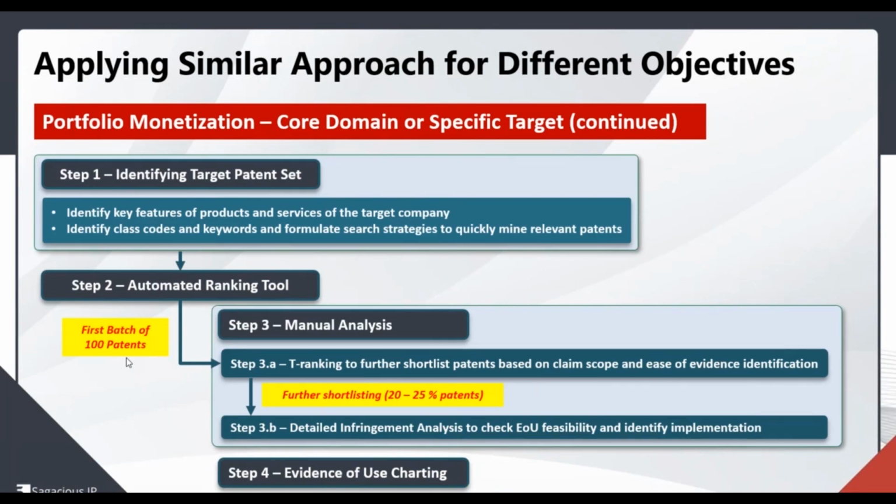We can quickly T rank the patents, and so the T1 patents are those patents which generally have broad claims and also have ease of identification. So we can pick those T1 patents and directly move to the detailed infringement analysis for these patents. So from 1000 patents, we picked 100 patents, then we jumped to like 20-25 patents for which we are doing the detailed analysis. So instead of doing the detailed analysis of all the patents, we have now come down to like 20 to 25 patents, and we can then identify infringement and use that for evidence of use charting and negotiations.